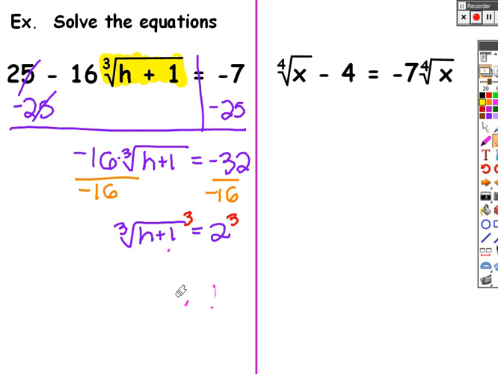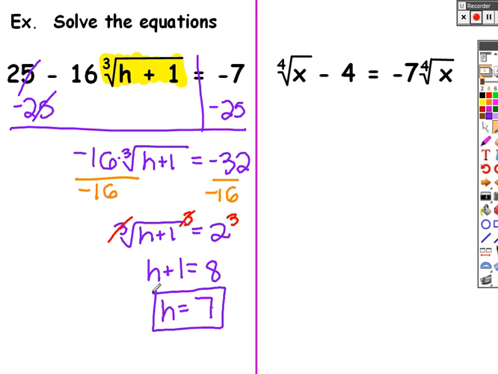Okay, so that's what's happening. These are going to undo each other, the cube root and the cube. You should be left with h plus 1 equals 2 times 2 times 2, which is 8. So h ends up being 7. Certainly you can check this, so go back to the beginning, plug it in. You'd have the cube root of 7 plus 1, or the cube root of 8, which is 2. And 25 minus 16 times 2, or 25 minus 32, would indeed give you negative 7. So the left side of the equation equals the right.